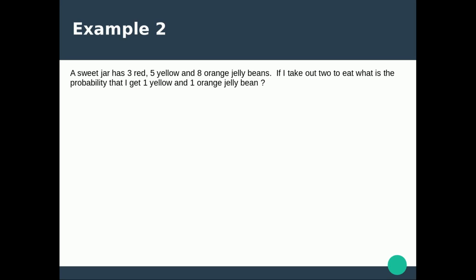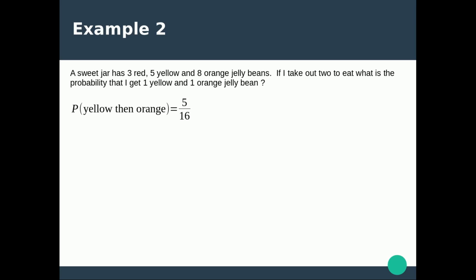Okay, here's our second example, which is like the first one, but this time effectively we don't put them back because we eat them. So we've got a sweet jar, has 3 red, 5 yellow and 8 orange jelly beans. If I take one out to eat, what is the probability that I get a yellow and an orange jelly bean? And again, I've not said it's a yellow then an orange, it's just a yellow and an orange, so it implies that it's in any order. Now, this time I can't say what's the probability of getting a yellow, what's the probability of getting a red, what's the probability of getting an orange, because it depends on whether I've taken one out already.